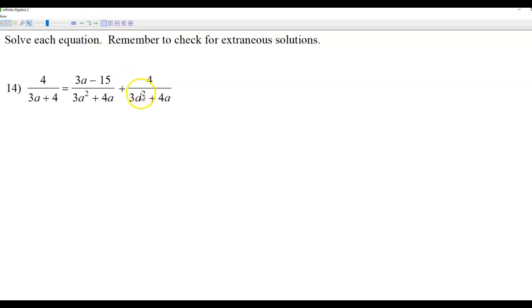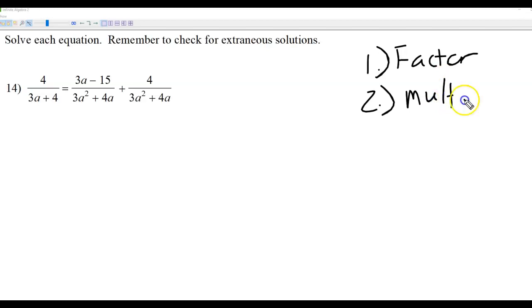Let's do another one. All right. Now, in this case, I have polynomials in the denominator instead of monomials. And so in this case, we will be doing that first step, which is to factor. I'm going to write my steps up here again.